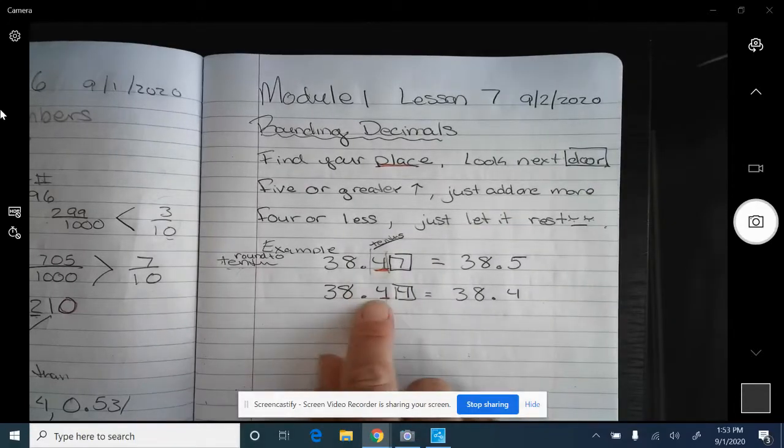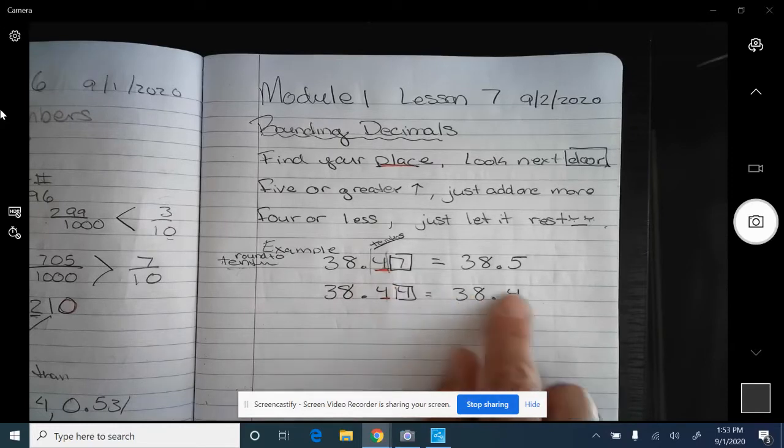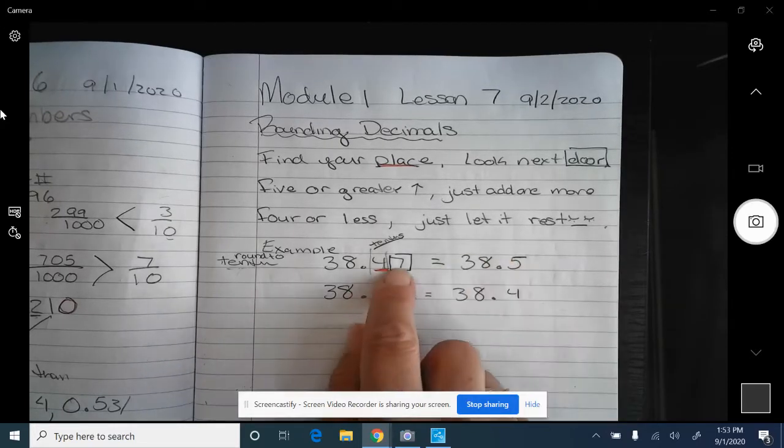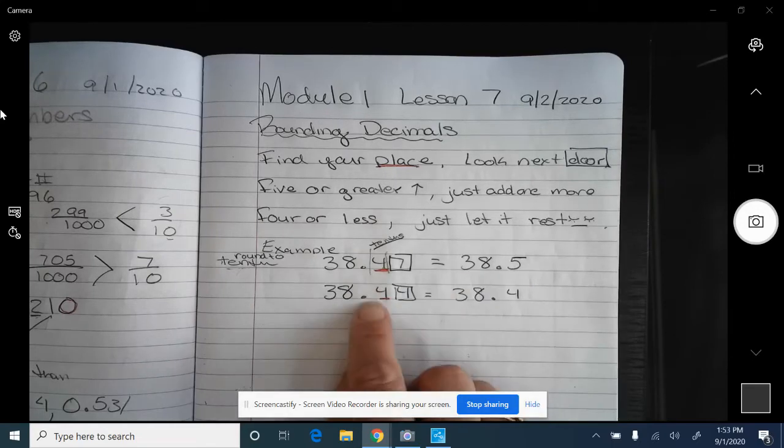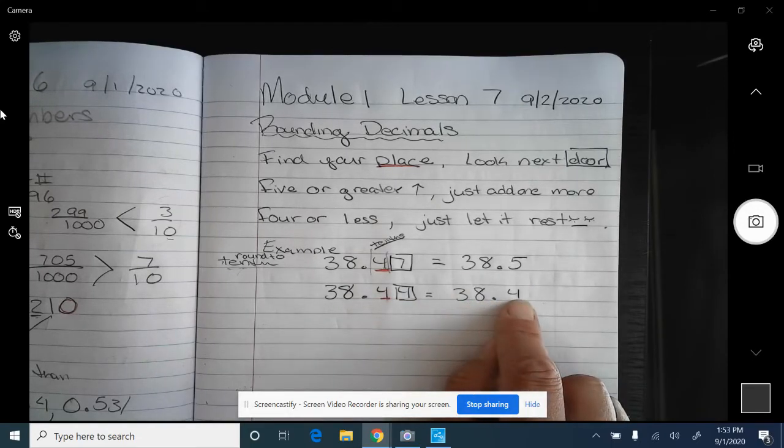And it's either going to be 38.4 or it's going to be 38.5. I just need to decide, is it going to be 0.4 or 0.5? Well, if the number next door is 5 or greater, add one more. So it becomes 38.5. If the number next door is 4 or less, let it rest.